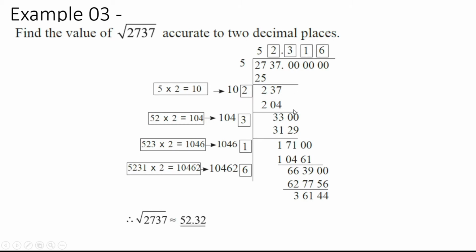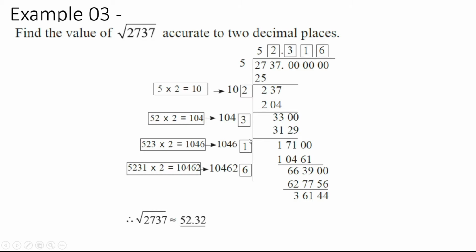Then you bring the next two digits down, the two zeros. Then here you get 3300. Then 52 into 2 gives you 104, and this is the missing digit. When you take 3 as the missing digit, 1043 into 3 gives you 3129. Then the difference here gives you 171. Then again you bring these two digits down to get this value. Then 523 into 2 gives you 1046, and here is the missing digit.